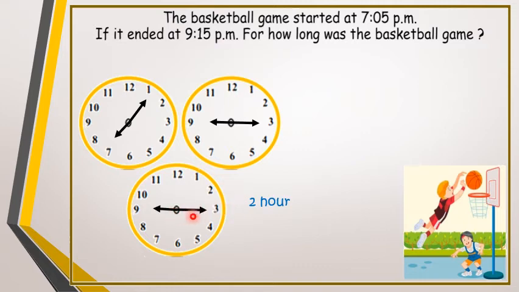So if the short arm is on 9 and the long arm is on 3, and it's moved from here to here, it's 10 minutes. So it's 2 hours and 10 minutes. The game.